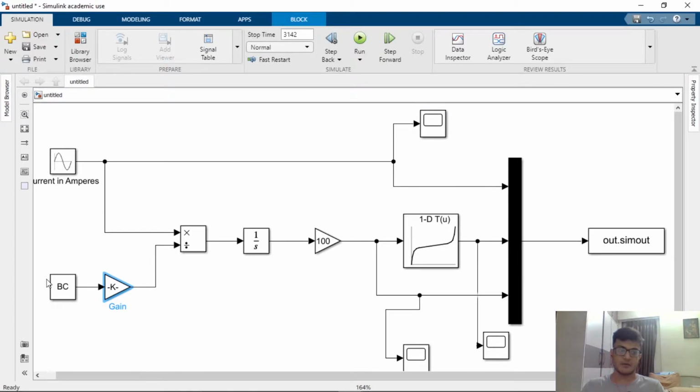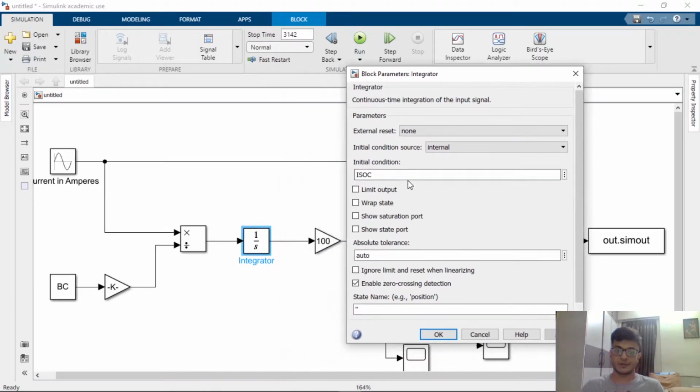We'll take the current, we'll take the battery capacity, and we'll perform a division operation, that is, current divided by the battery capacity. Since we are using an integral, I have imported an integral block. Now the initial condition of the integral block is set to ISOC, that is, the initial state of charge. Don't worry, we'll mention these variables in the MATLAB workspace. The initial condition gives a starting point: at t equal to 0, what value do you need as an output. Now that we have current in negative, it will subtract from the initial state of charge.